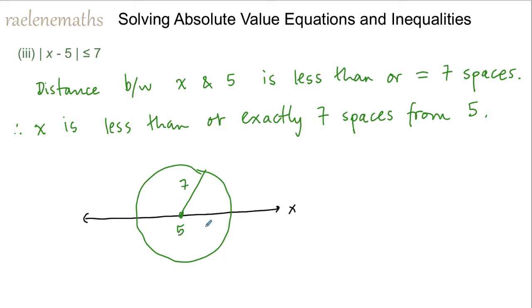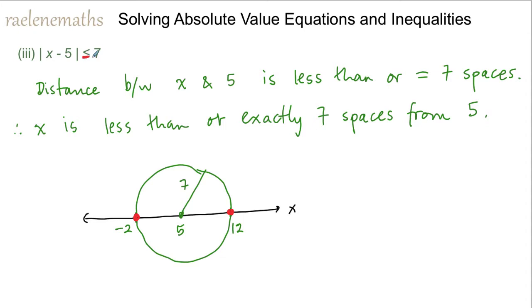We have a center at 5, and we could go exactly 7 spaces to the left or to the right of the center along the x-axis. Now, our question is asking us to find the x values that are less than 7 spaces from 5 or exactly 7 spaces from 5. So to be exactly 7 spaces from 5, x could either be at -2 or 12 again, because we do have an equation here.